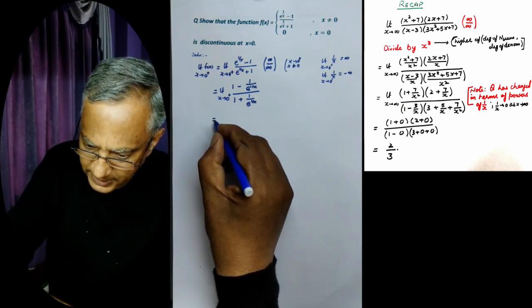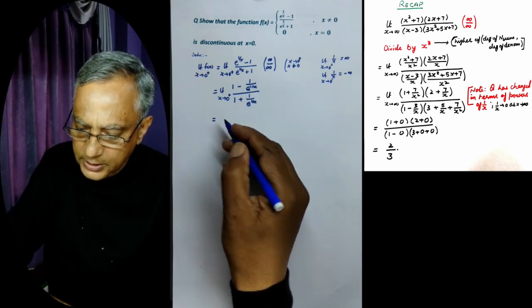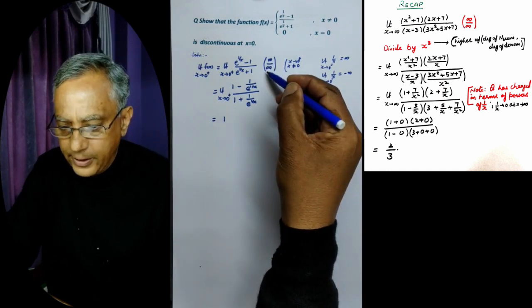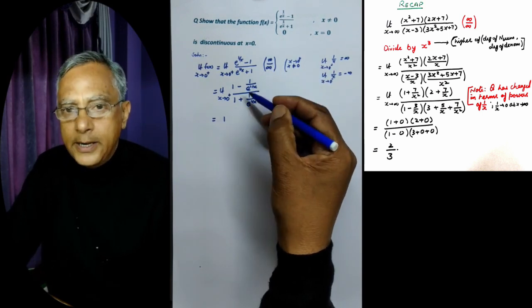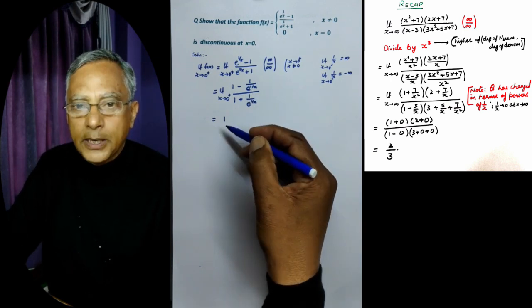So this will be equal to, now this is 1 by infinity, so this will be 0, this will be 0, and the answer will be 1. Infinity by infinity form has been removed. The indeterminate form has been removed and we will get the answer.